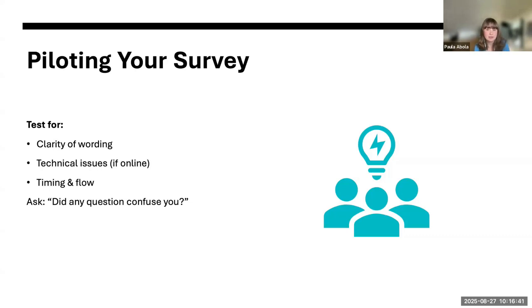And this pilot testing will often save you from big headaches later, as dealing with problems when the survey is already distributed to thousands of participants or posted somewhere on social media where anybody globally can access it and start it.